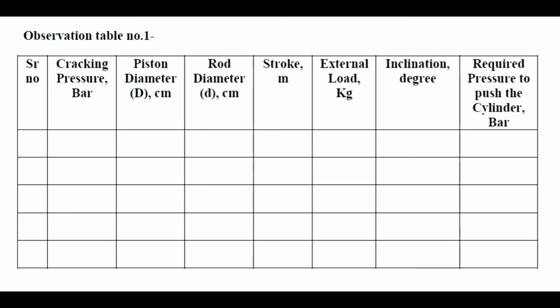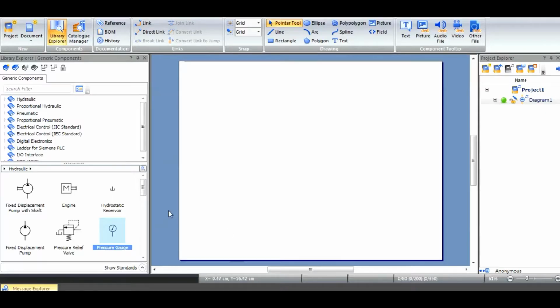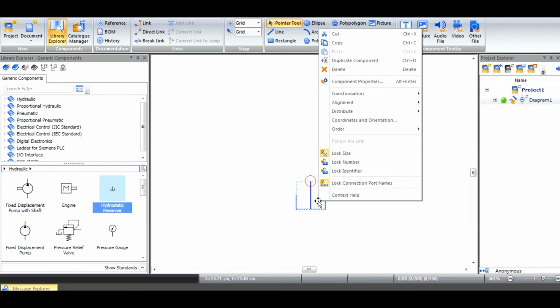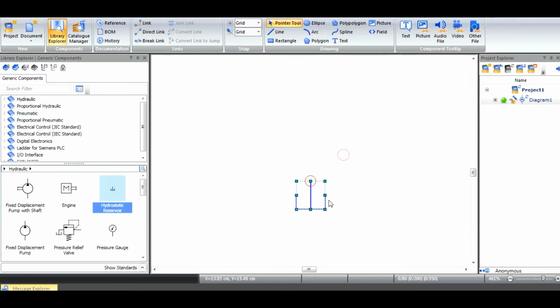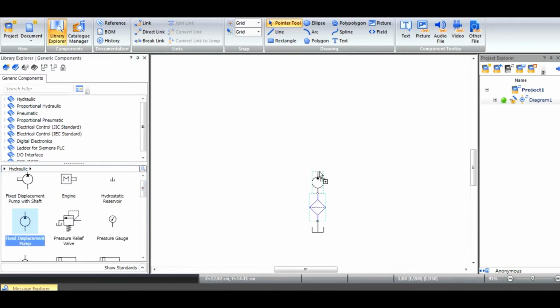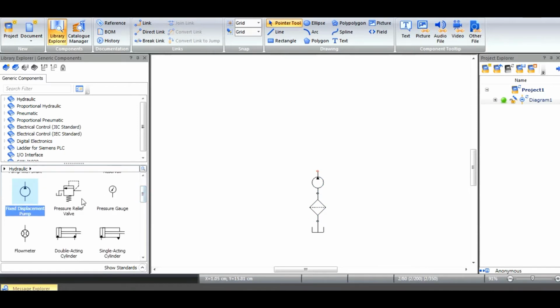So first of all, with the help of the software, I am going to build the circuit for the double acting cylinder. This is the Automation Studio software screen. This is the reservoir. Select the appropriate size. Now select the other components. Above the reservoir, a filter is fixed. Again, a fixed displacement pump is placed. Now a pressure relief valve is required after the pump. The actual double acting cylinder is selected.